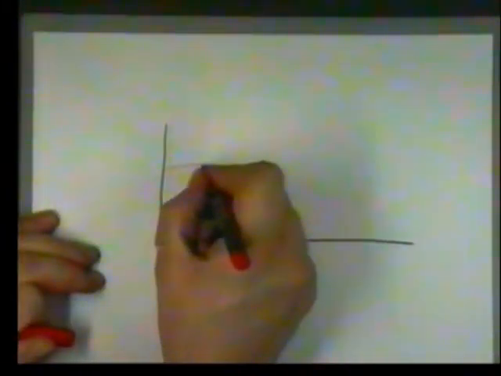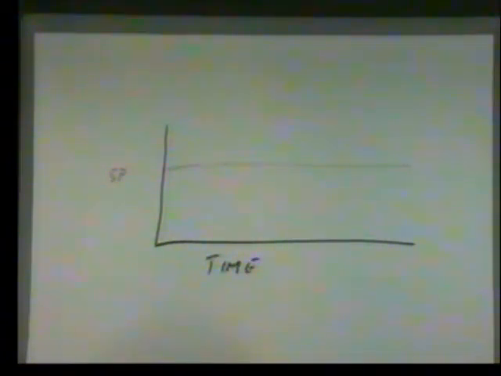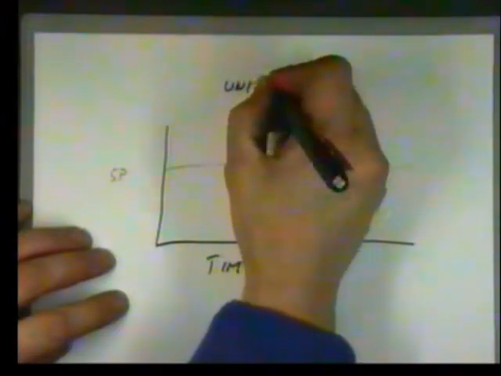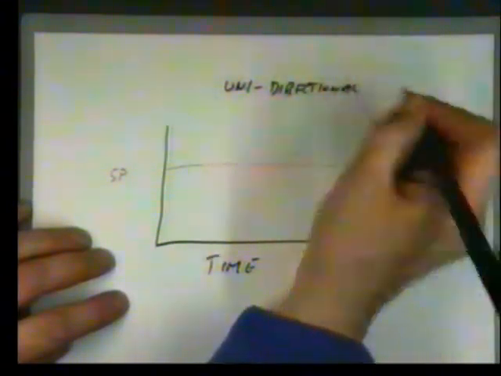There's our set point. Bear in mind, this is a unidirectional system. This is quite important. It's unidirectional. By that, I mean we can only drive it in one direction.